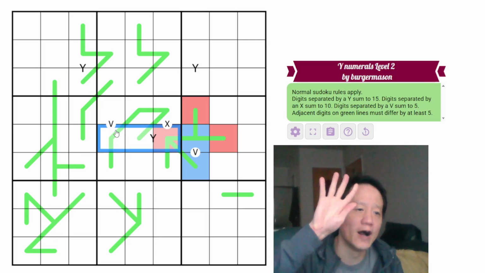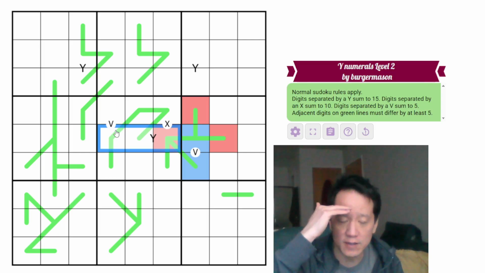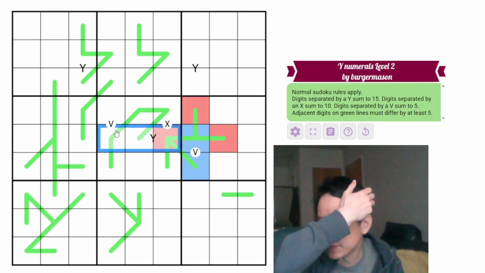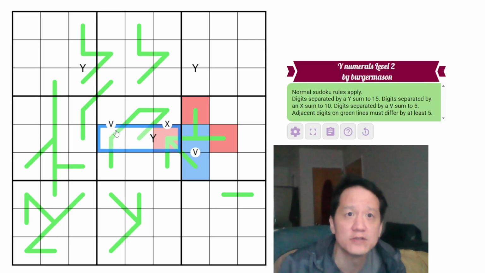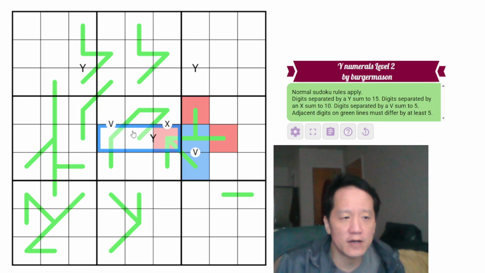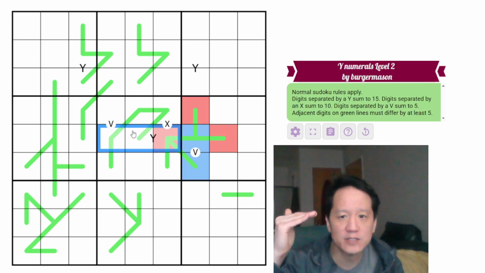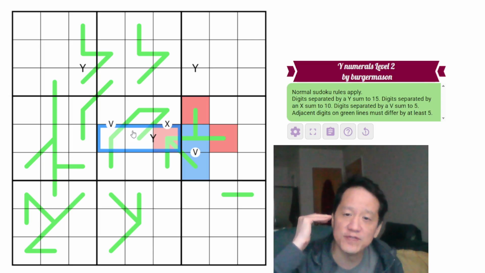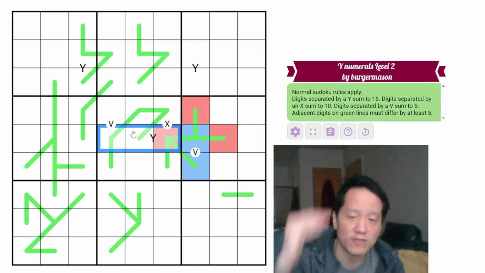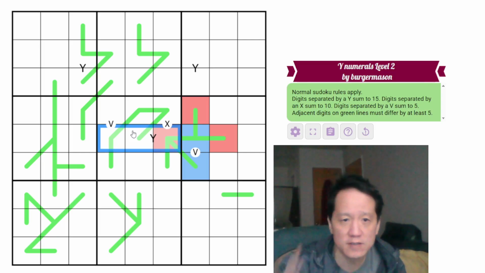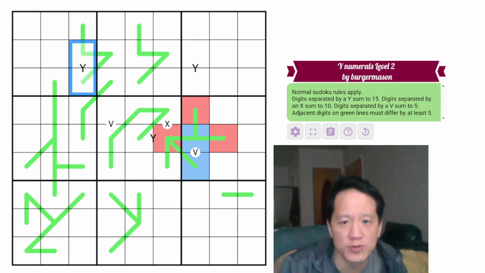Anything that's adjacent to a Y has to be high, because the only digits that can add up to 15 are 6 and above, right? 6 and 9, and 7 and 8. Those are the only possibilities. So these both have to be high. These are both high. This is both high.